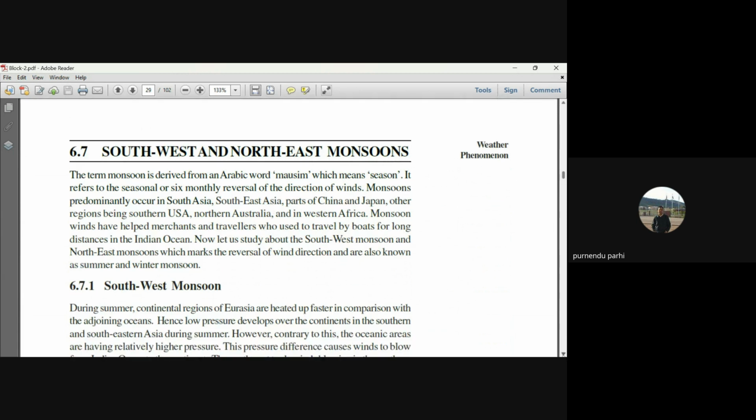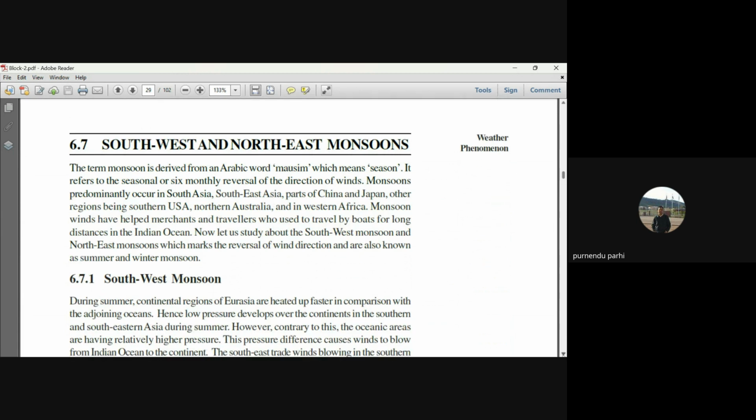Then, southwest and northeast monsoon. The term monsoon is derived from the Arabic word mausim, which means season. It refers to the seasonal or 6-monthly reversal of the direction of the wind. Monsoons predominantly occur in South Asia, Southeast Asia, parts of China and Japan. Other regions are the southern USA, northern Australia, and western Africa.